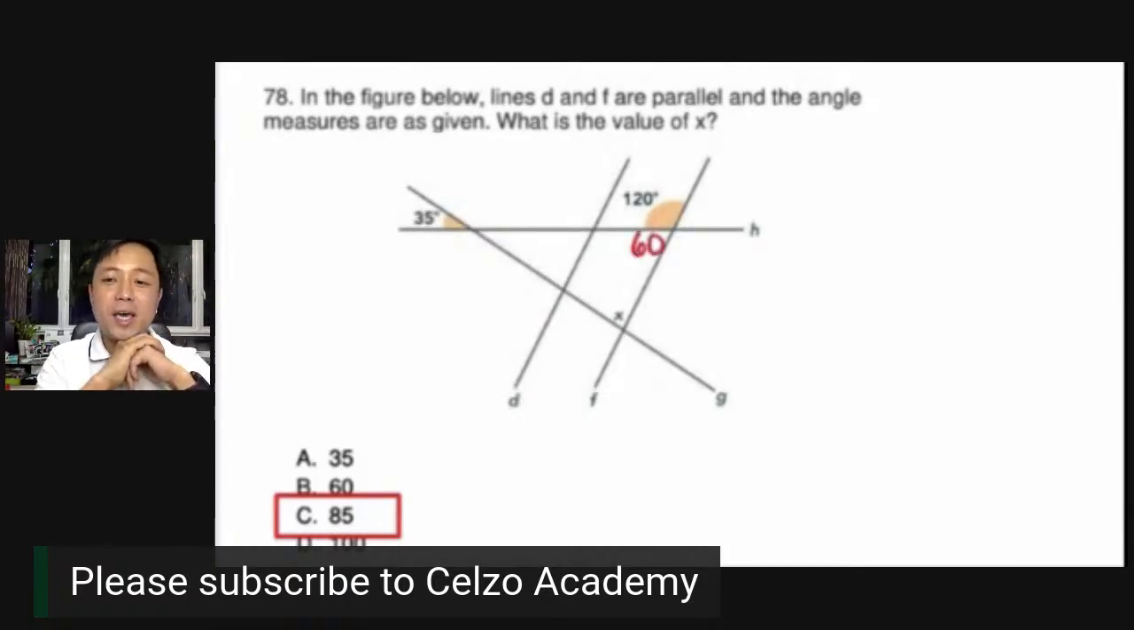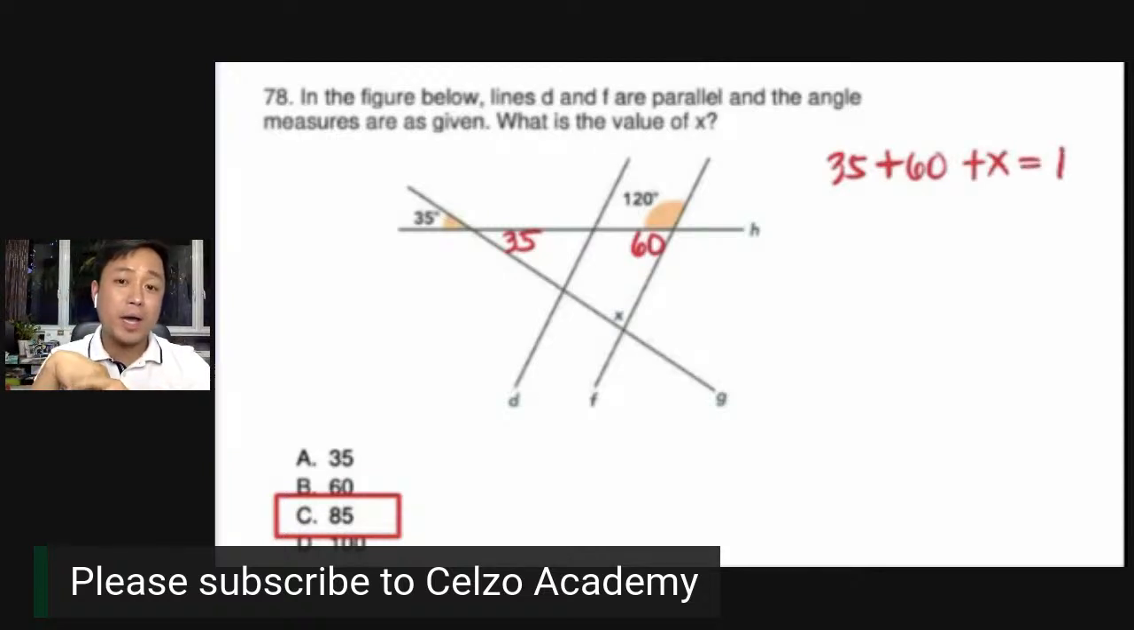The right answer is letter C, 85. Okay, 60 because linear pair, 35 for the vertical angle. And by angle sum, a triangle has a total of 180 degrees. So just add 35 and 60, subtract it from 180. That will be the value for x.